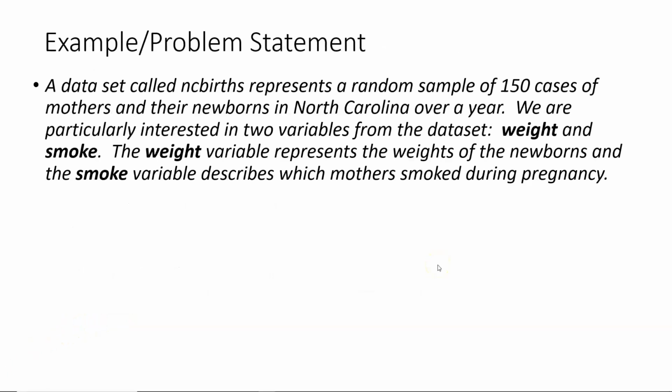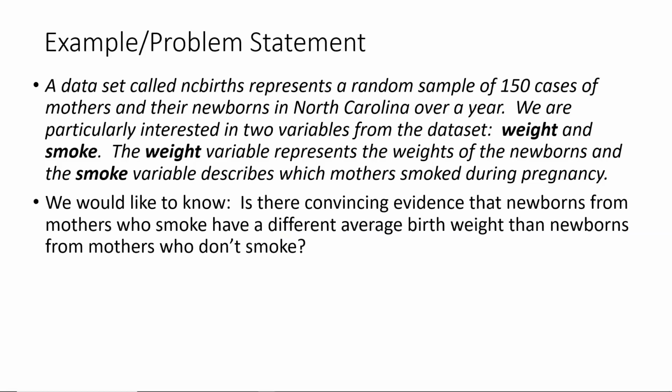We will use the example in section 7.3.2 as the basis for our hypothesis test. A data set called NC births represents a random sample of 150 cases of mothers and their newborns in North Carolina over a year. We are particularly interested in two variables from the data set, weight and smoke. The weight variable represents the weights of the newborns, and the smoke variable describes which mothers smoked during pregnancy. We would like to know, is there convincing evidence that newborns from mothers who smoke have a different average birth weight than newborns from mothers who don't smoke?